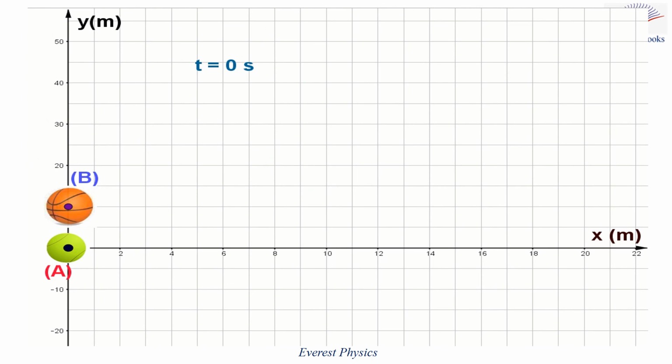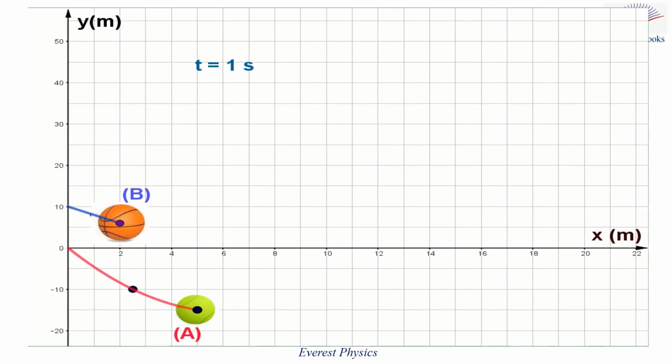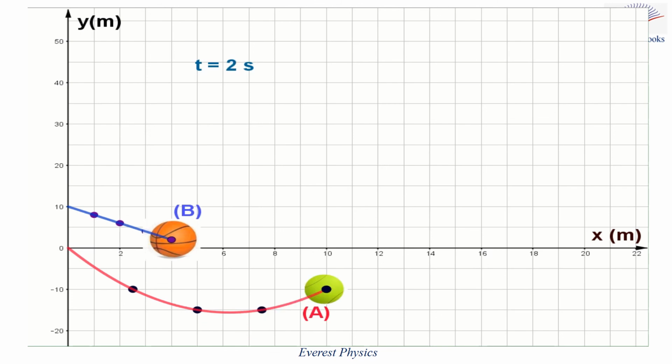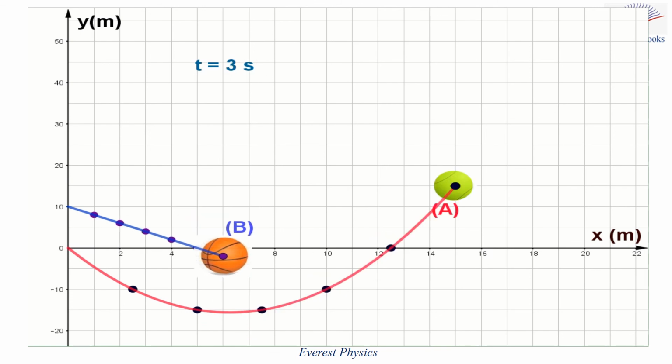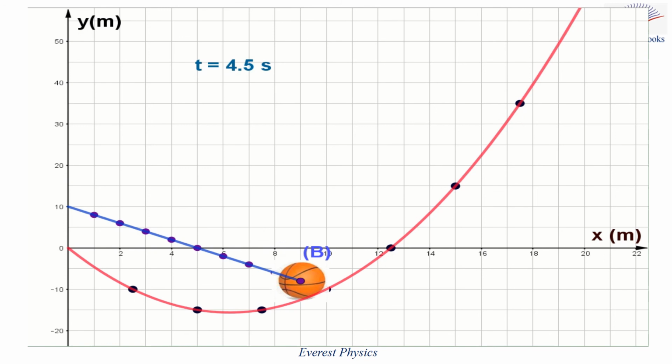Now observe the motion of A and B. Both particles pass by the point of coordinates (10, minus 10), but not at the same time. So A and B do not meet during motion.